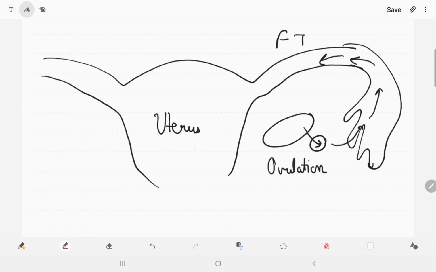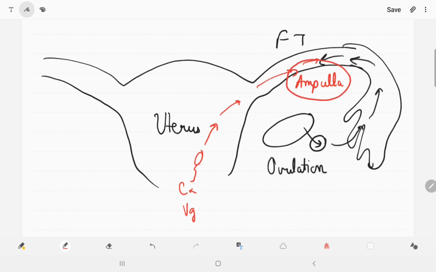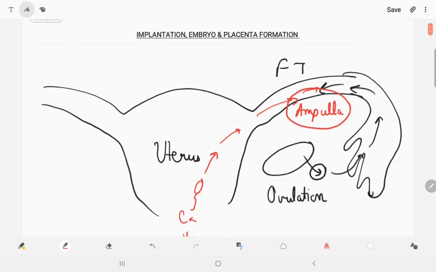it will be meeting the sperm, right, which has traveled all the way up from the vagina and the cervix into the uterus, and this comes into the fallopian tube. Where are they meeting? They are meeting at the ampulla of the fallopian tube. Okay, so this is the site of fertilization ideally. Okay, so yes, this is where the sperm will fertilize this egg.